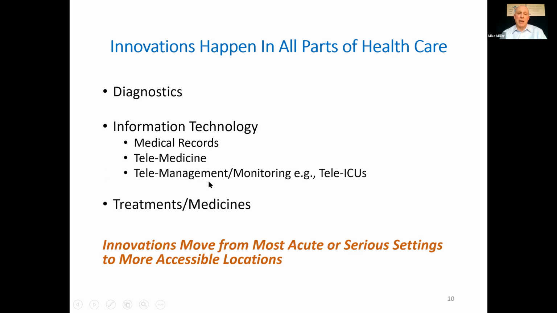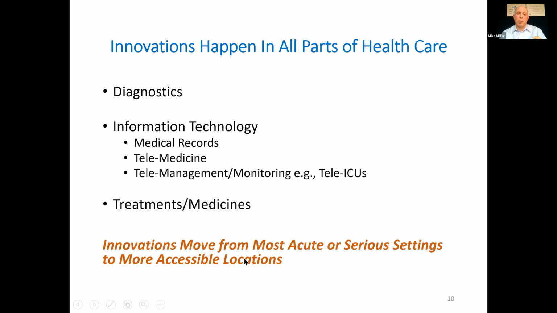And innovations, as I said, happen in all parts of healthcare and diagnostics, in the information technology we're going to talk about today. Medical records obviously used to be on paper, they're now electronic. Telemedicine was growing, and then COVID came and it just exploded. Telemanagement and telemonitoring have also been advancing very dramatically. I've done some projects related to telemedicine or telemanagement for intensive care units, as well as some home-based sophisticated telemanagement and telemonitoring for people with some serious health problems. And then of course, treatments and medicines is an area I've worked a lot in, how those innovations are created and adopted. I'm not going to talk about that.